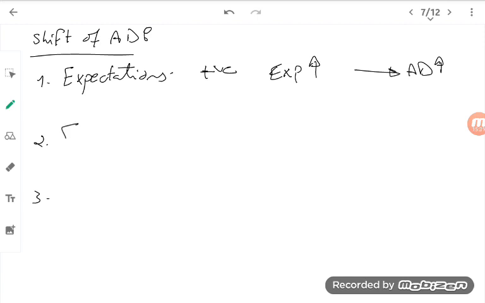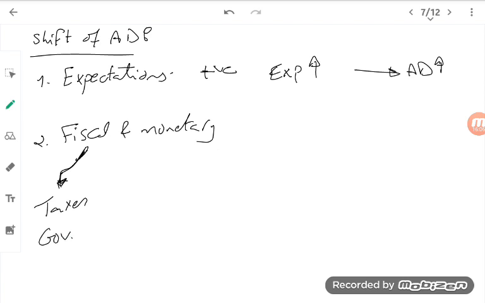Number two, fiscal and monetary policy. What is the difference between fiscal policy and monetary policy? Fiscal policy is related to the Ministry of Finance. There are two main tools that can be used by the policymaker with respect to fiscal policy: taxes and government expenditure. While monetary policy is under the control of the monetary authority, which is the central bank. And the main tool used by the monetary authority is the money supply, and this can be affected by interest rates.